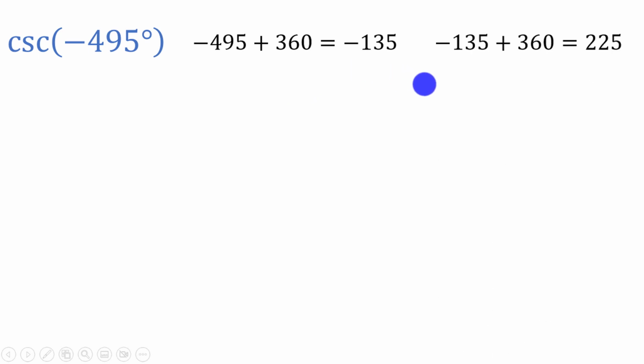Let's try to find cosecant of negative 495 degrees. Now again, negative 495 degrees is not on one rotation of the unit circle, so you might want to add 360 degrees a few times to find a coterminal angle that's a little bit easier to think about. If we add 360 degrees once, we will get negative 135. If we add 360 again, we will get 225.